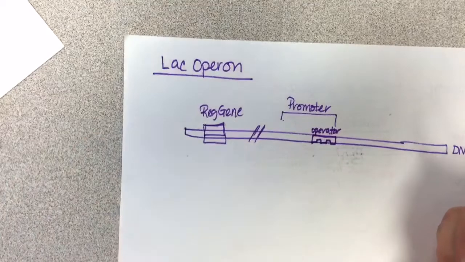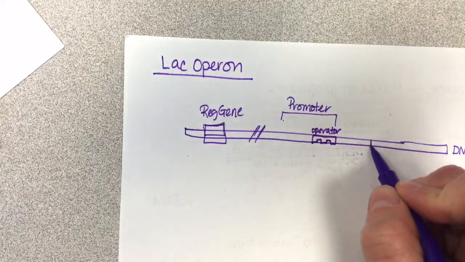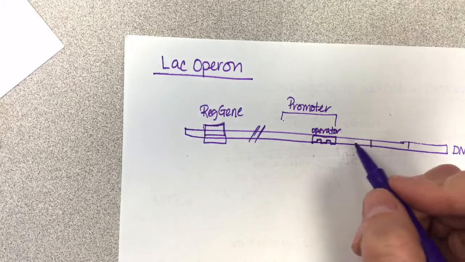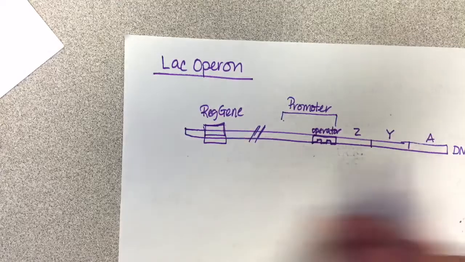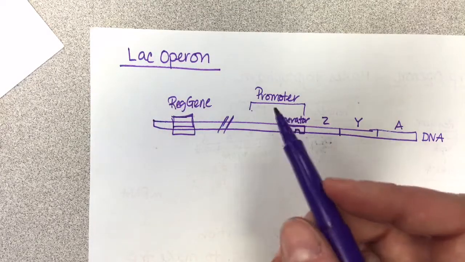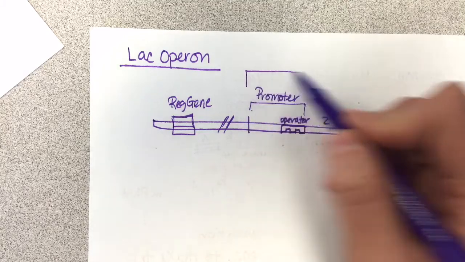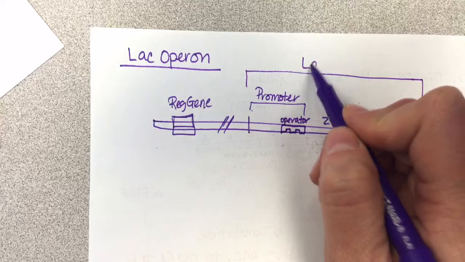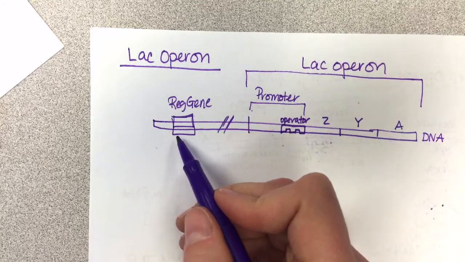And instead of the trp genes, now we have three lactose genes, lacZ, lacY, and lacA. So this is what we have going on in the operon. This whole thing right here, from the beginning of the promoter region to the end here, is called the Lac Operon. It's controlled by this regulatory gene.